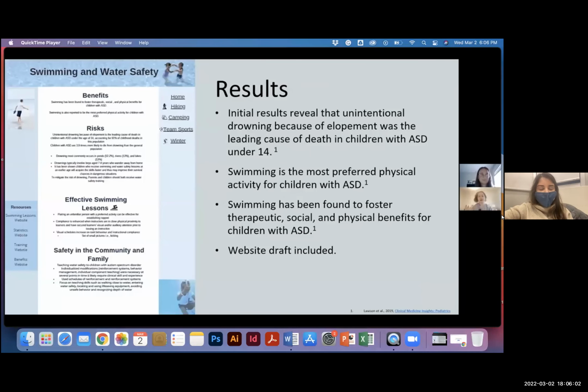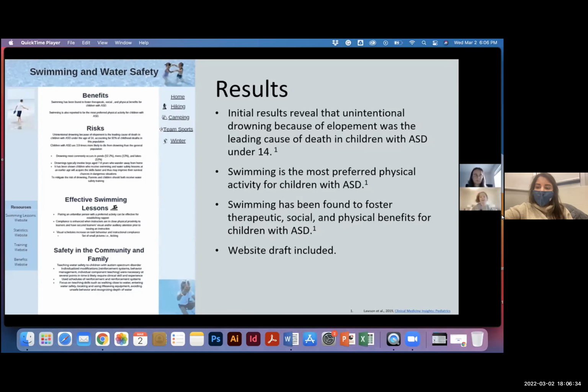So our initial results reveal that there's many benefits and also many risks to swimming. One of the main risks is that unintentional drowning because of elopement was the leading cause of death in children with autism spectrum disorder under the age of 14. Elopement is very common in children with ASD, and it's mainly running or wandering away. However, there's many benefits as well. Swimming is the most preferred physical activity for children with ASD, mainly due to the sensory input that water gives. And swimming has also been found to foster therapeutic, social, and physical benefits for children with autism spectrum disorder.